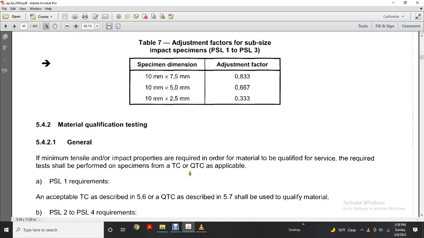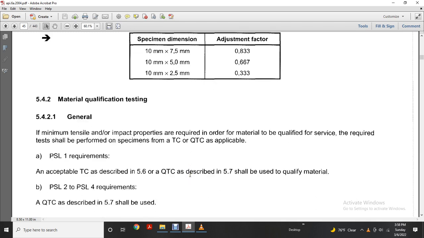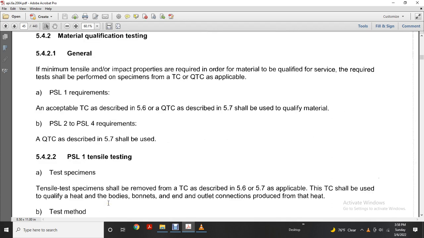For product specification level 1, the requirements except for the TC designed in 5.6, the QTC described in 5.7 should be used to qualify the material. Product specification level 2 to 4 requirements of the QTC described in 5.7 shall be used, with 5.4.2.2 per product specification level 1, testing tensile testing test specimen.